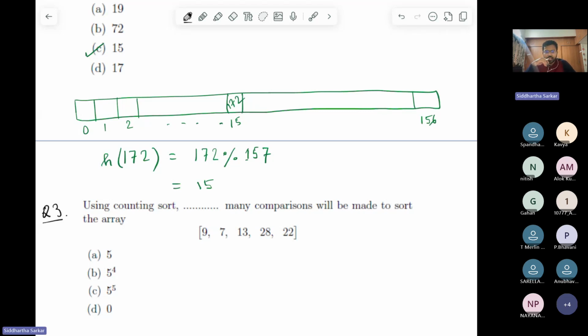So this is question 3. I'll give you a minute to read the question and think about it. So Gahan is saying 5. Alok is saying 0.